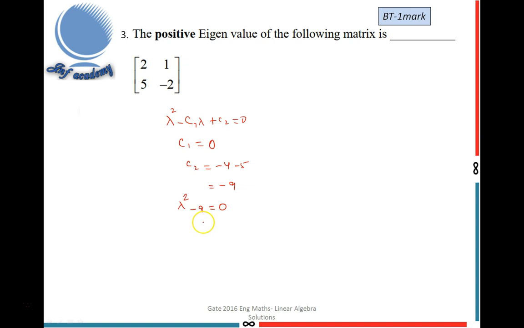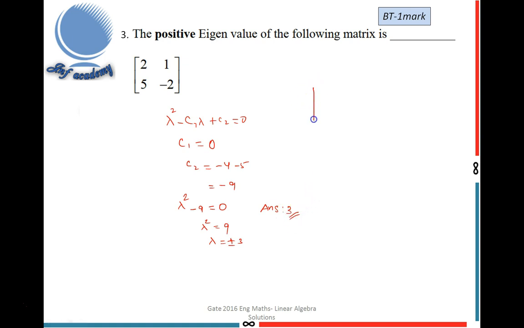Solving this quadratic equation, you can get the eigenvalues, because the definition says that roots of the characteristic equations are called eigenvalues. So lambda square equal to 9, lambda equal to plus or minus 3. So one of the positive eigenvalues of that matrix is 3. So the answer is 3.